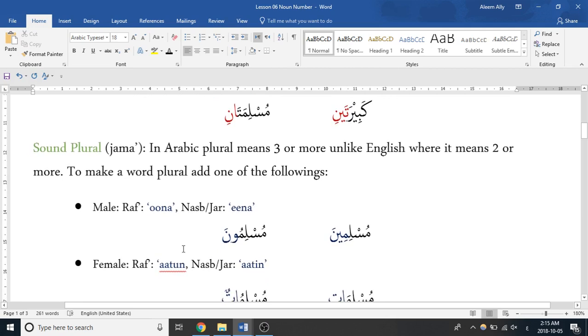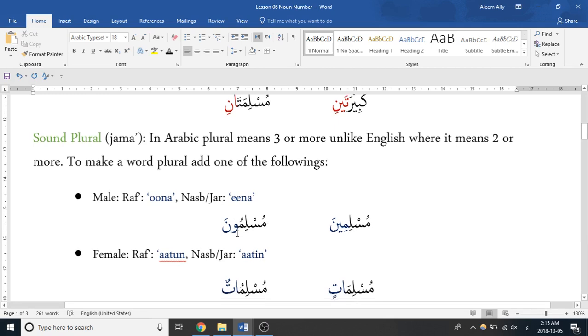When it comes to plurals, there are 2 types: sound plural and broken plural. For sound plural, the word is left intact and something is simply added onto the end. For broken plural, the structure of the word has changed, and we're going to look at that later on.